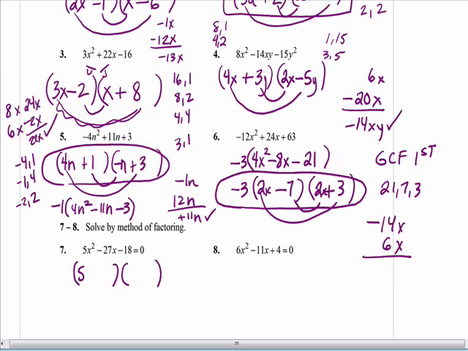Will, why are we lucky on number 7? 5 is prime. So go ahead and commit to 5x and x. List out your factors of 18. 18 and 1, 9 and 2, 6 and 3. Take a guess which one you think it is. Ingrid? You think 9 and 2?